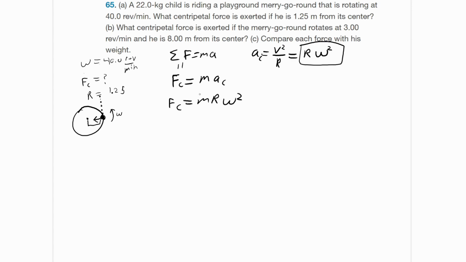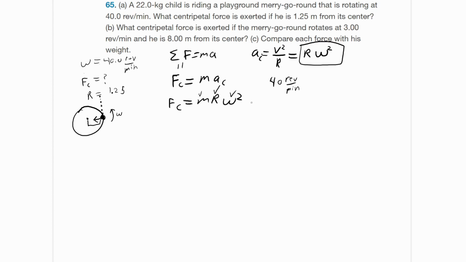Let's just double check we have everything. We were given the mass, we were given the radius, and we were given the angular velocity. However, we weren't given the angular velocity in the correct units. They need to be in the correct units. So we're just going to go ahead and fix that really quickly. What we have is 40 revolutions per minute, RPMs. We don't want RPMs.